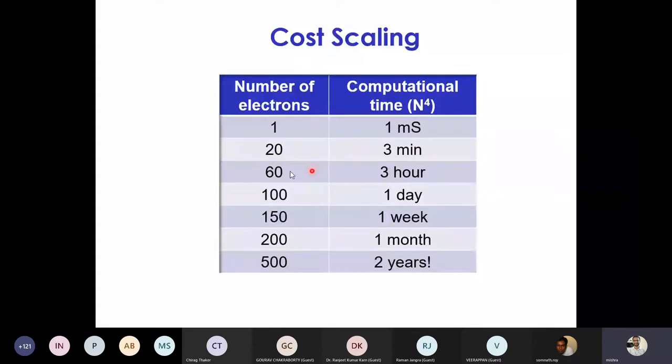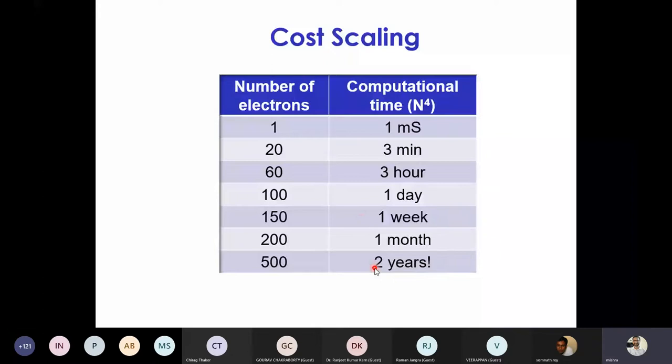Now, if I have 60 electrons, which is again just 6 methane molecules, it is going to take 3 hours. So that is the time you need to think about how you can spend while the computer is doing this. If you go to 100, it takes a day, 150 a week because of the N to the power 4 scaling, 200 a month, and 500 two years. So if you plan to do your PhD and doing a calculation, good for you. You can do perhaps 2 calculations, one after another, and then your PhD time is over. So this is naturally very expensive.